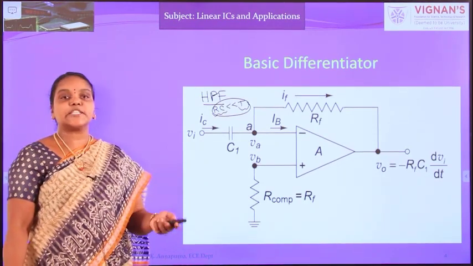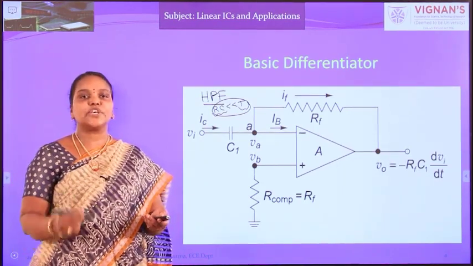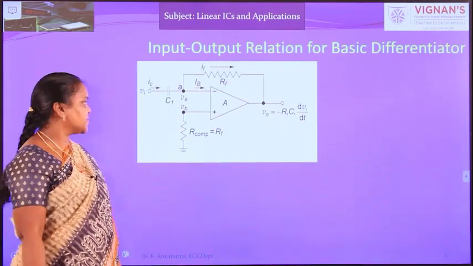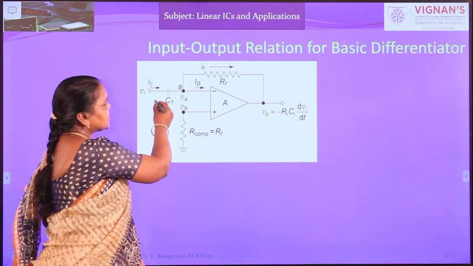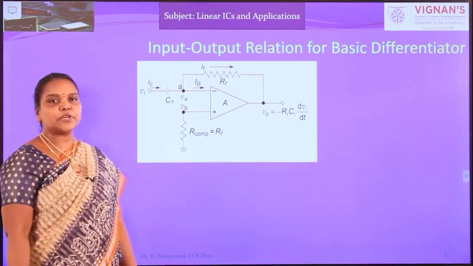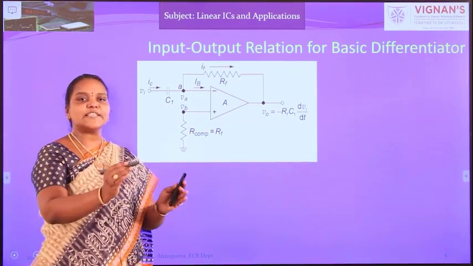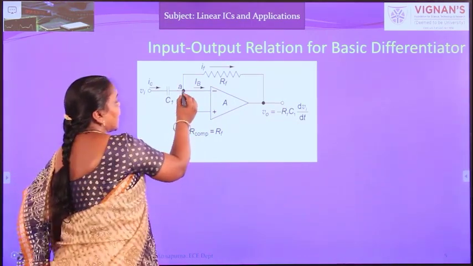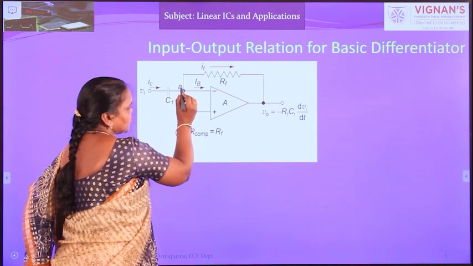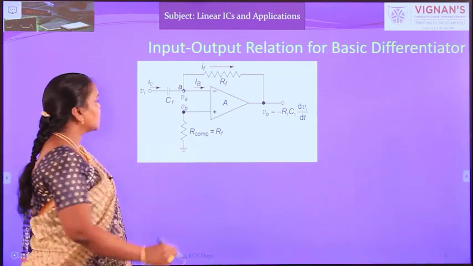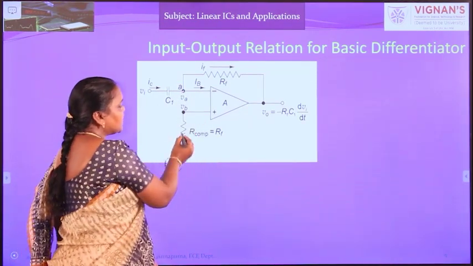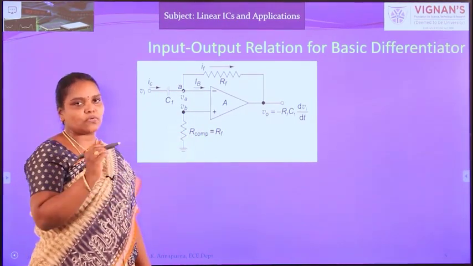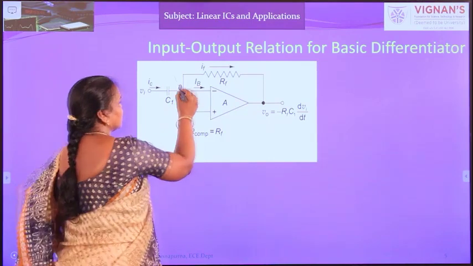Now let us see the expression, how it is giving you the differentiation operation. So this is our basic differentiator circuit. Now let us find the relation between input and output, that is how output is differentiation of input. So for that I am applying KCL at this node, the inverting pin. Actually the non-inverting pin is directly connected to ground, which means the inverting pin will be at ground. That is called virtual ground.